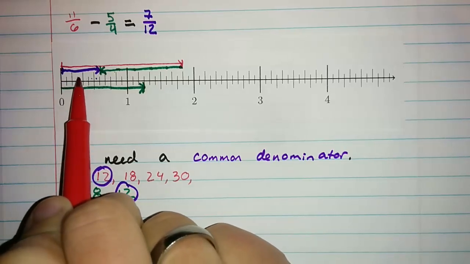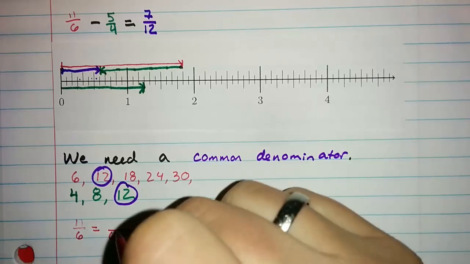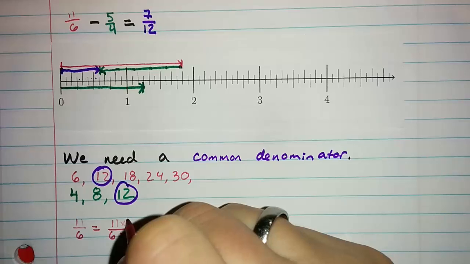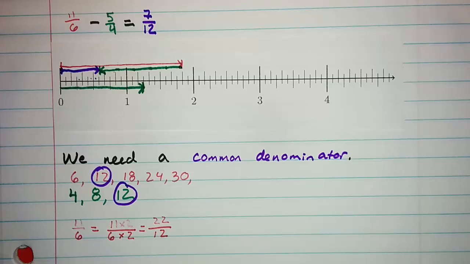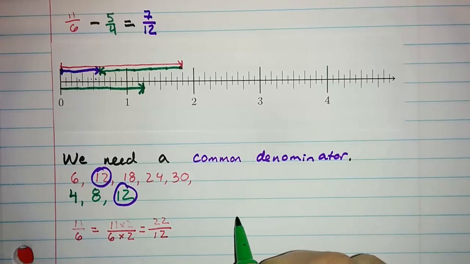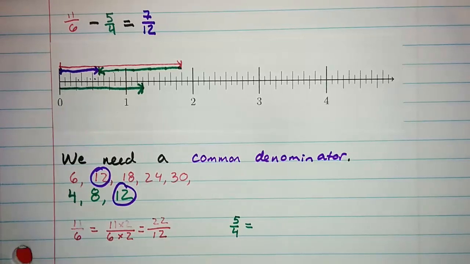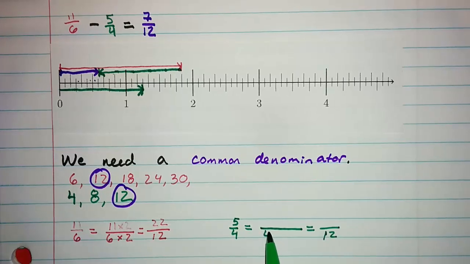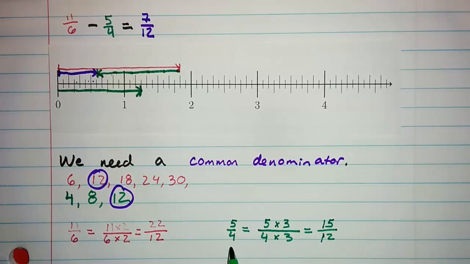And here we see every sixth is divided into 2 equal parts. How many of them do we have? Well, 11 times 2 of them. We have 22 twelfths. All right, what about our 5/4? Well, every fourth was divided into 3 equal parts. So we needed to multiply 4 times 3. That means we'll multiply 5 times 3. 5 fourths is 15 twelfths.